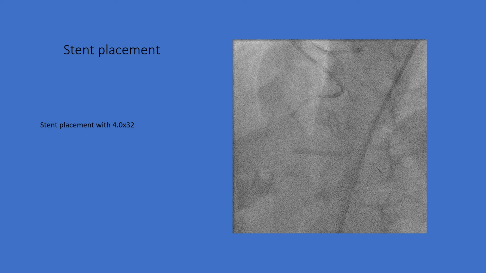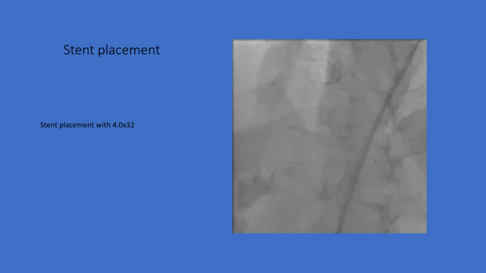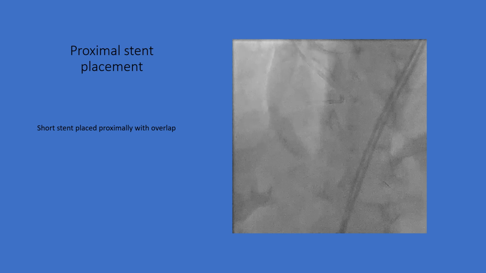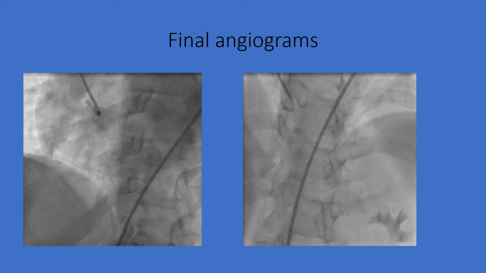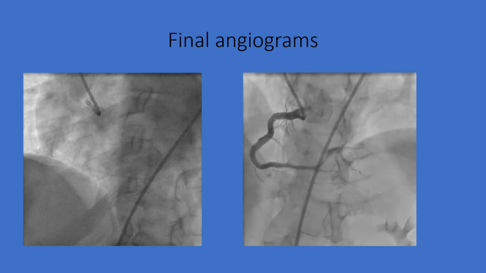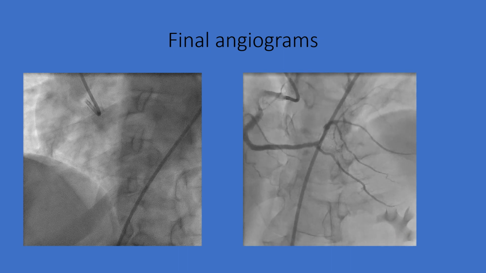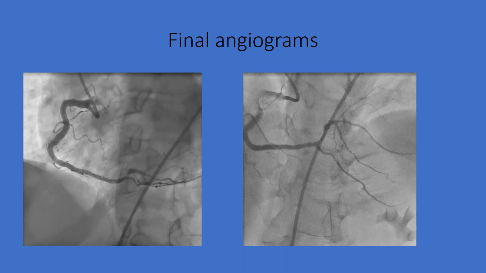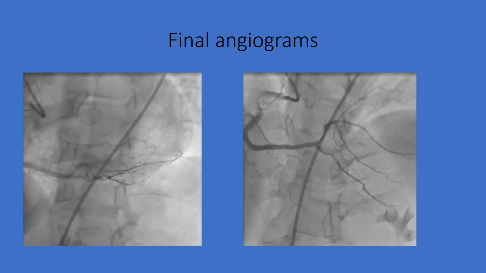A 4.0 by 32 mm drug-eluting stent is placed, followed by a proximal stent placement using a shorter stent with overlap. Once the final stent is placed, the retrograde wire is removed, the microcatheter is removed, and these are the final angiograms before terminating the case.